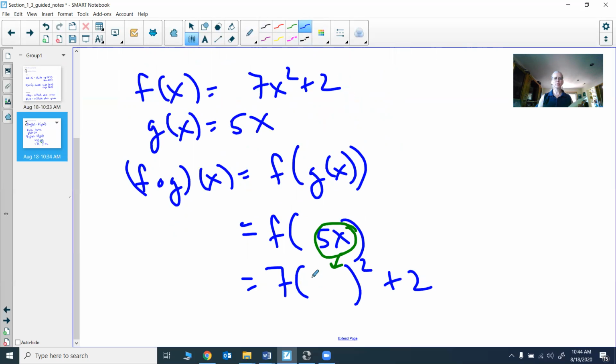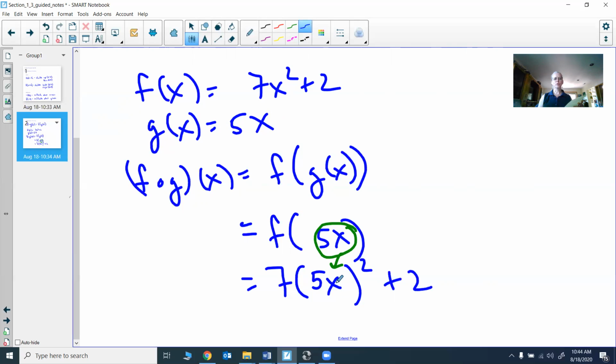Remember, x is not important. The important thing is basically the space. So I actually like to think of functions in terms of parentheses. f of something is 7 times something squared plus 2. g of something is 5 times something. So think of it that way.